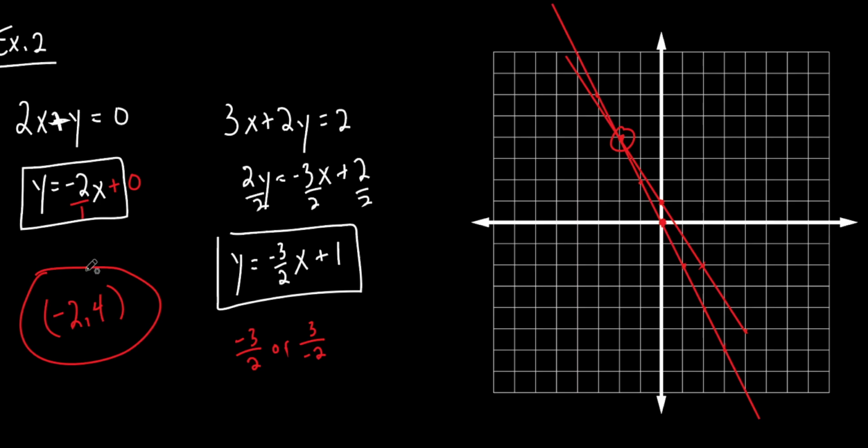Let's check to see if it works. Let's put it into the original one. So 2 times x, or 2 times negative 2, which is what? Negative 4, plus y, which is 4. Does that equal 0? Yep, so that one checks.